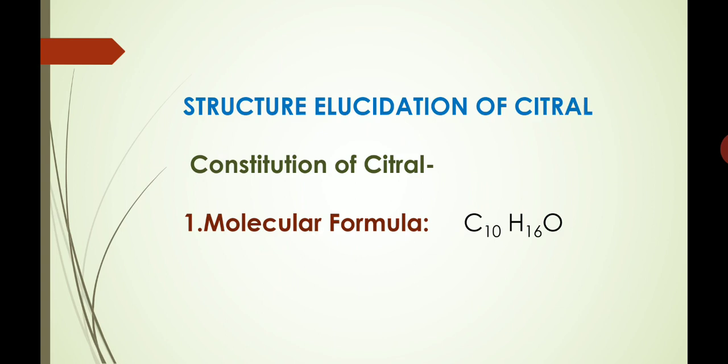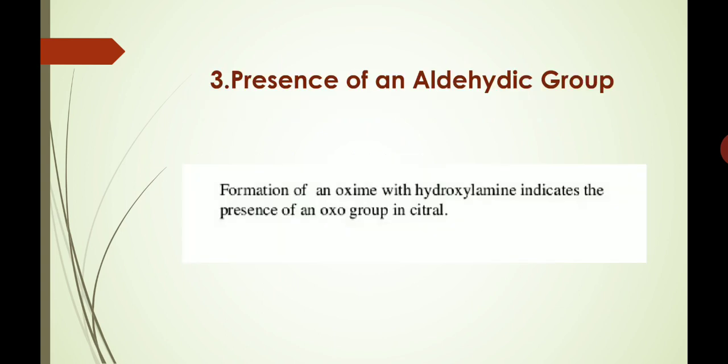So again, the first point in determining the constitution of citral is the molecular formula. The elemental analysis and molecular weight determinations show that the molecular formula of citral is C10H16O. Now the presence of an aldehyde group. The formation of an oxime with hydroxylamine indicates that citral molecule possesses an oxo group, or we can say a carbonyl group. Now we have to establish whether this oxo group is aldehydic or ketonic.